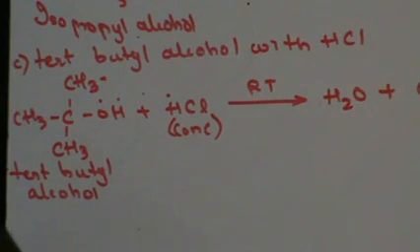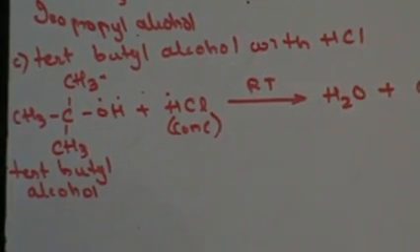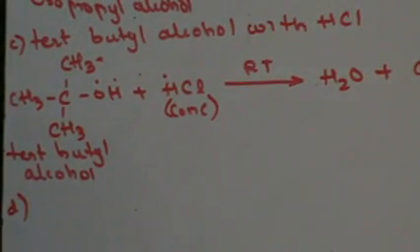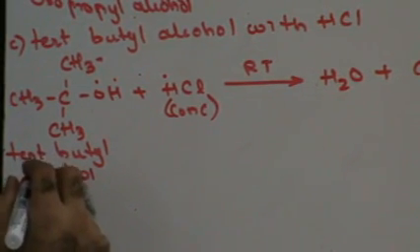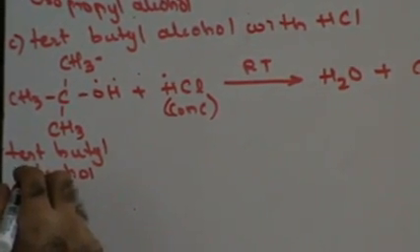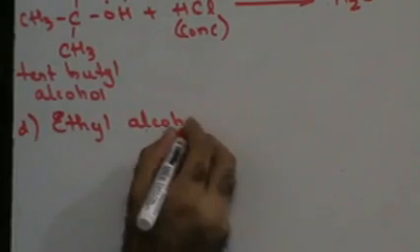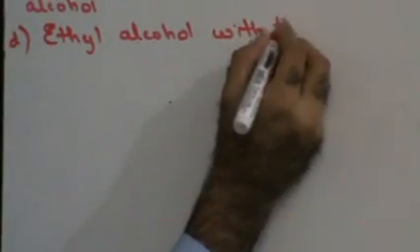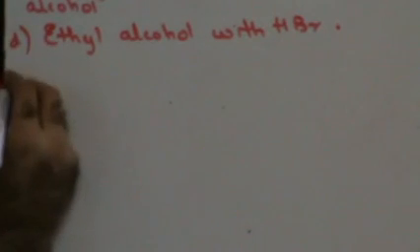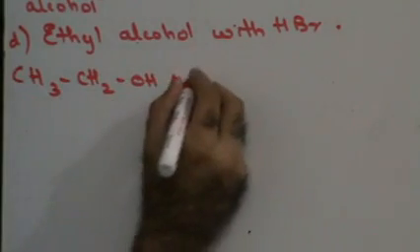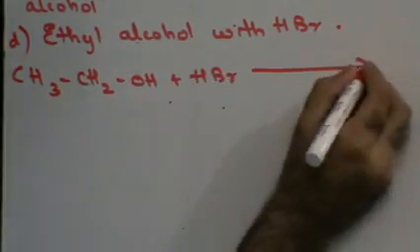Now instead of hydrogen chloride, suppose if I do the reaction with hydrogen bromide, right? Let's see this. Same thing. I'm still using an alkyl halide. This is primarily a reaction with alkyl halide, right? What happens when ethyl alcohol reacts with HBr? Ethyl alcohol with HBr. Ethyl, 2 carbon atoms, CH3, CH2, alcohol reacts with hydrogen bromide.